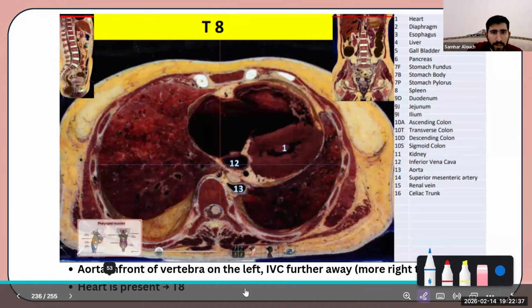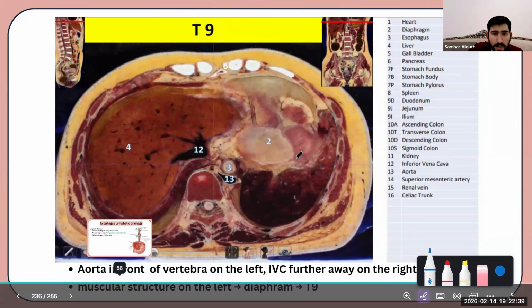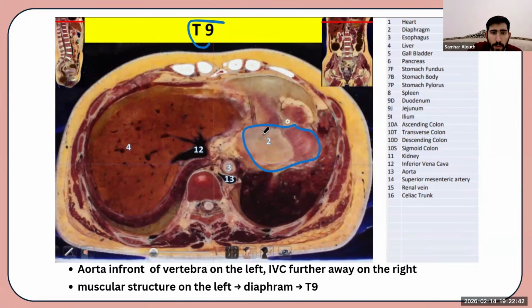I wrote everything here. Now let's go to T9. We can't see the heart, but we can see a very muscular structure without lumen. Then that's definitely T9. What do we see? By the way, I'm just telling you how to locate, but you need to know these structures, even if I didn't say them. So here we have the vertebra. In front of it, lumen structure, definitely aorta. Here, inferior vena cava. Between them, there is muscular structure. Then it's definitely esophagus, as we said. And the muscular structure on the left side, then that's the diaphragm. Here, on the right side, we always have the liver.